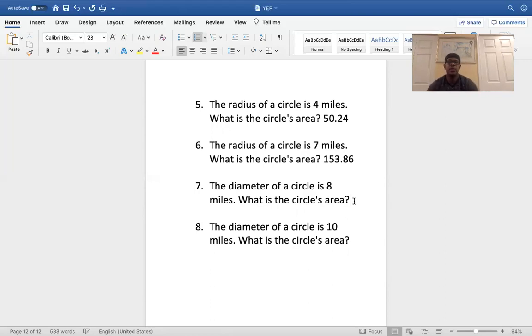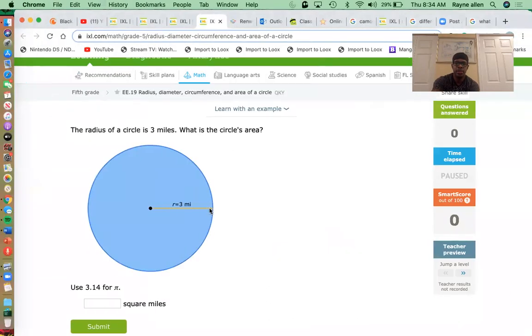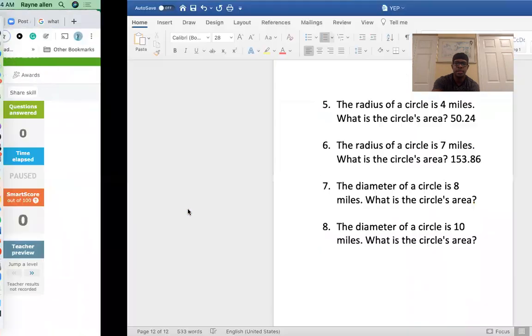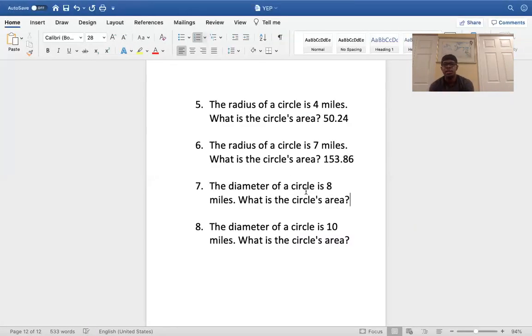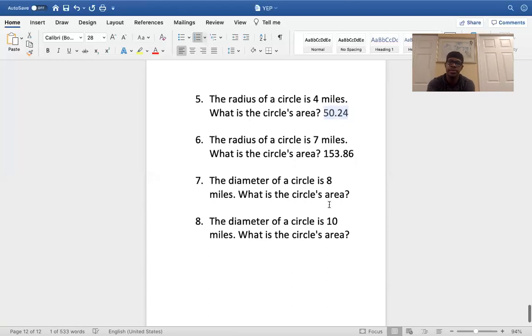All right, and number 7, the diameter of a circle is 8 miles. What is the circle's area? Now, they gave us the diameter this time, not the radius. And remember, the diameter is the full length from one end to the other, passing through the center. So we know that the radius is just half of that. So if the diameter of a circle is 8 miles, we need to find the radius. Half of 8 is 4. So it's going to be 3.14 times 4 squared, which should sound familiar. And that's going to be 16 times 3.14, which is 50.24 again.